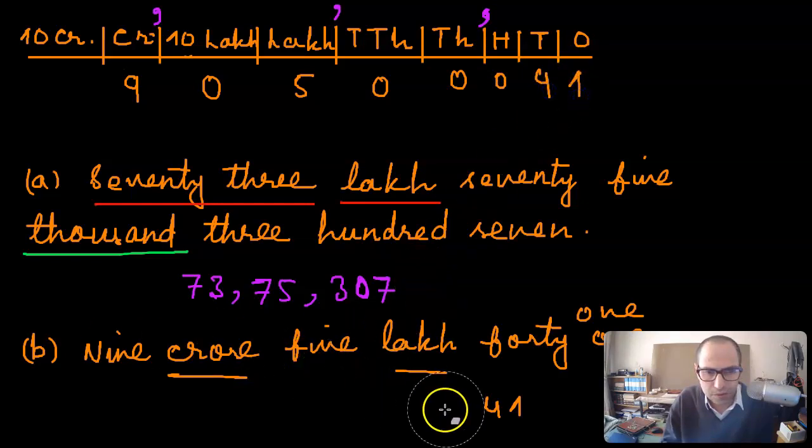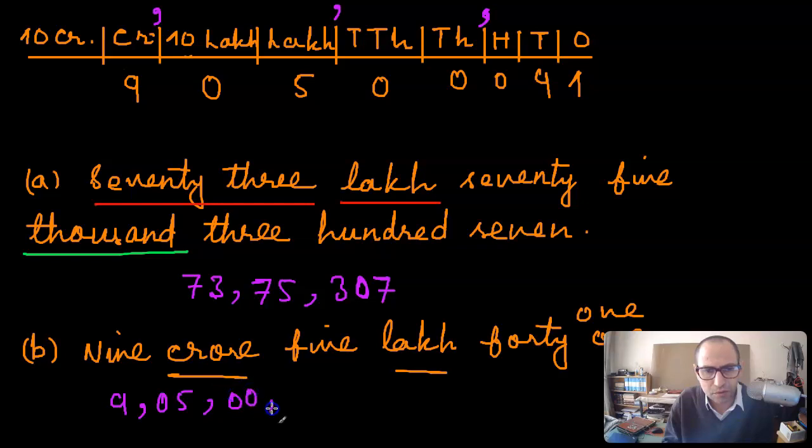So then your number essentially becomes this. And then of course you have to take care of the commas as well. So that's 9,05,00,041. Of course, this is supposed to be a 4, not a 9. 41, right? Okay, so that's all about that.